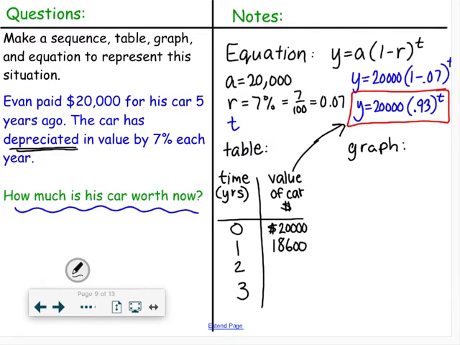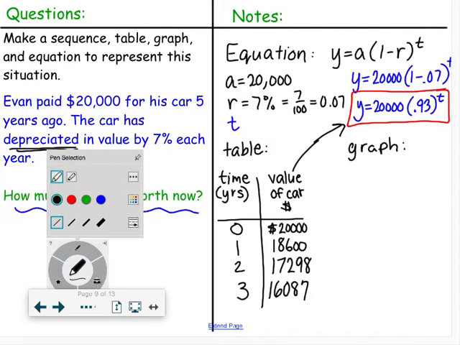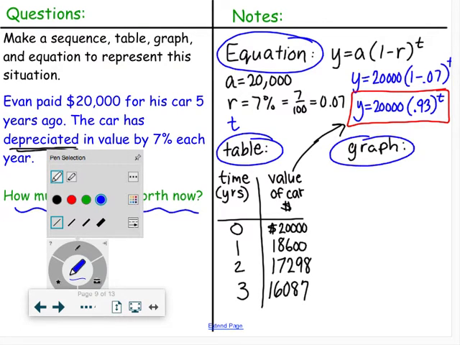Next, 20,000 times 0.93 to the power of 2 gives me 17,298. I haven't had to round any of these yet. And last, 20,000 times 0.93 to the power of 3. This one I'm going to round. I'm actually just going to cut off after the decimal point, so it's $16,087. All right, now I've got my equation. So my equation is done. My table is done. Next up is my graph.